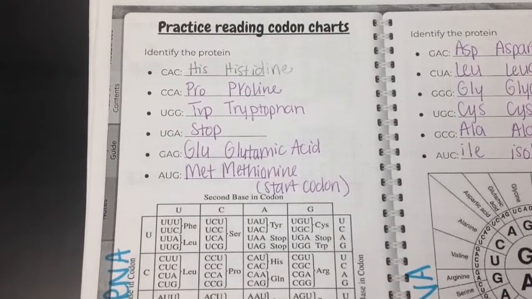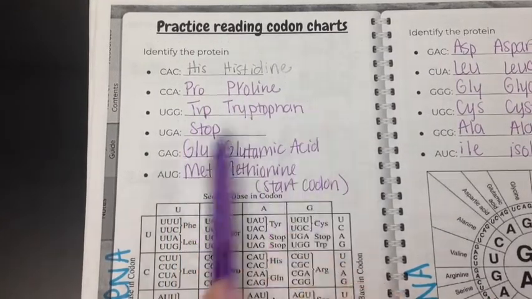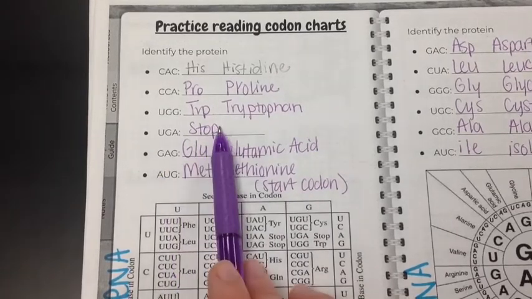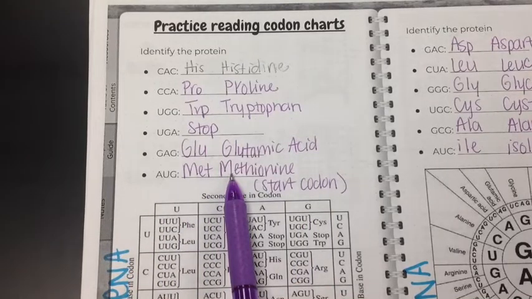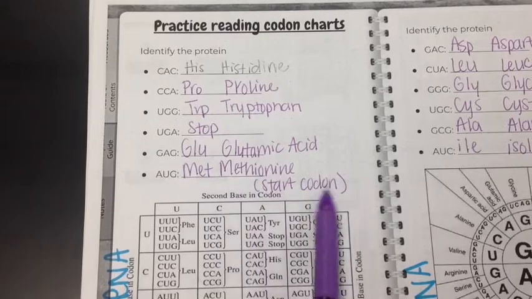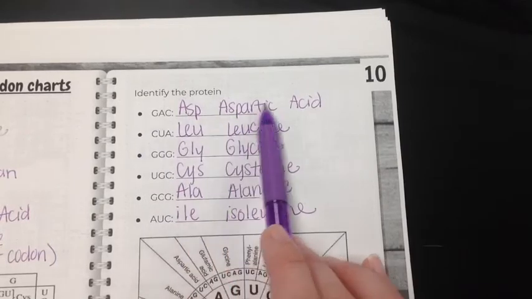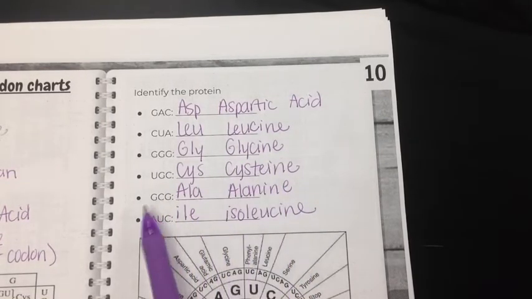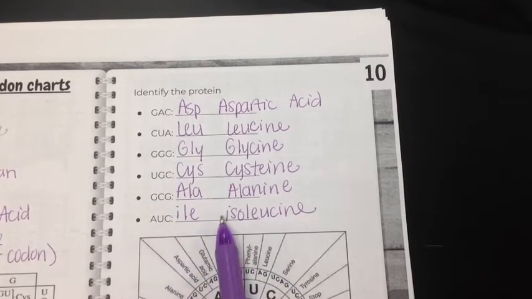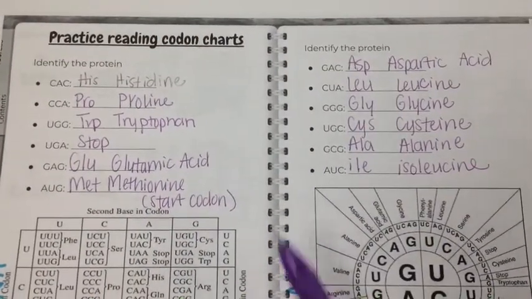Now that you've had some time to practice, let's check. The second one will be PRO or proline, TRP, which is tryptophan, a stop codon, which means that's where it stops, GLU or glutamic acid, MET, which stands for methionine, or a start codon, so all of them start with MET, ASP, aspartic acid, LEU, leucine, GLY, glycine, CYS, cysteine, ALA, alanine, ILE, isoleucine. If you need to pause it and check, go ahead.